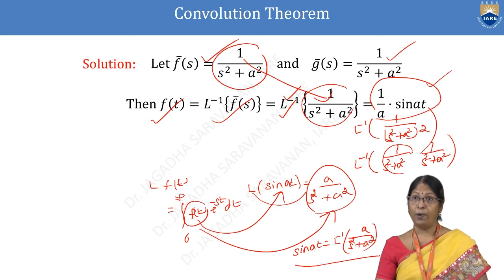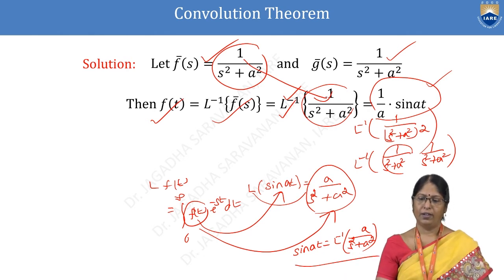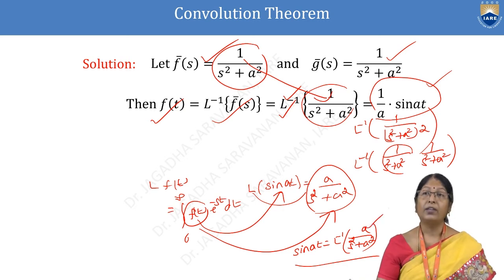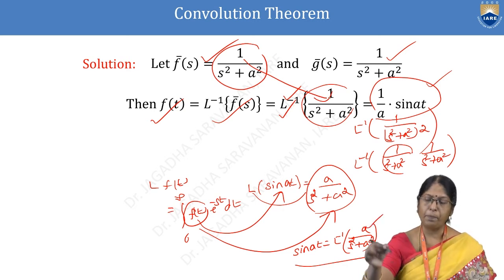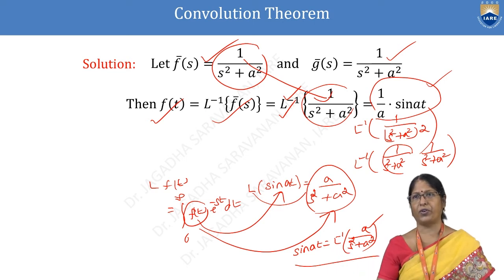Fine. But here, what is missing? 1 by s square plus a square is there, but here a is there and here only 1 is there. A is missing. Then mathematically we have to obey some laws. Suddenly I can't write a here, because the next doubt will come: how has a suddenly come? We have to balance the equation. We have to obey the mathematical laws.